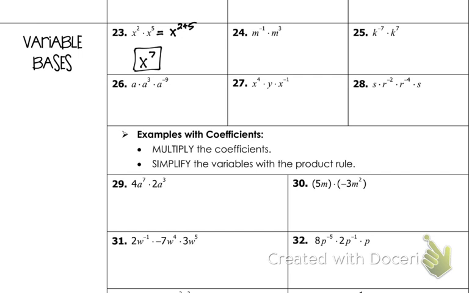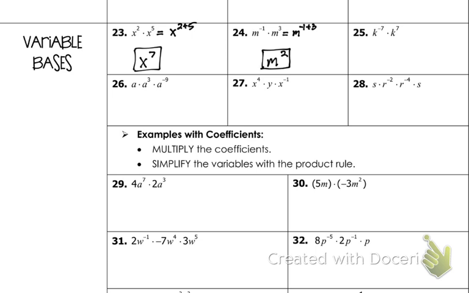For our next one, we have m to the negative 1st times m to the 3rd, or m cubed. If we add those together, we'll have m to the negative 1 plus 3. Well, negative 1 plus 3 should just be 2. We should have m squared.